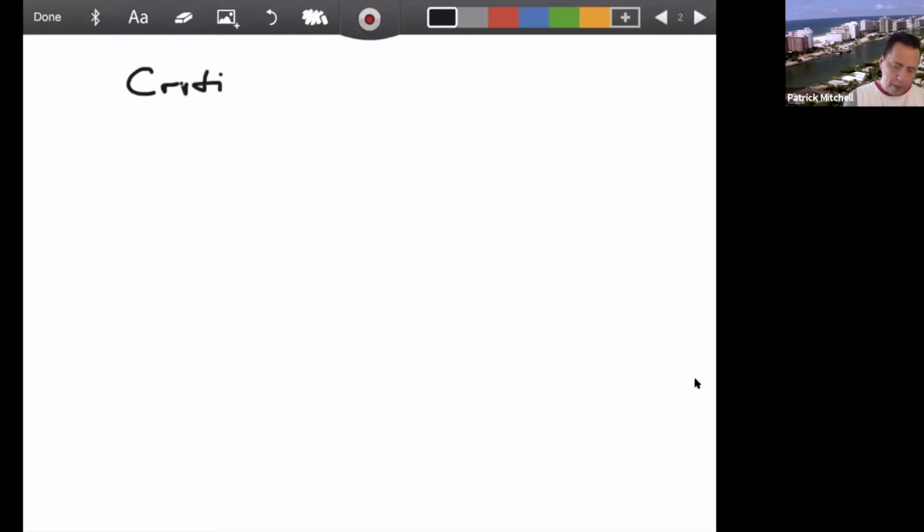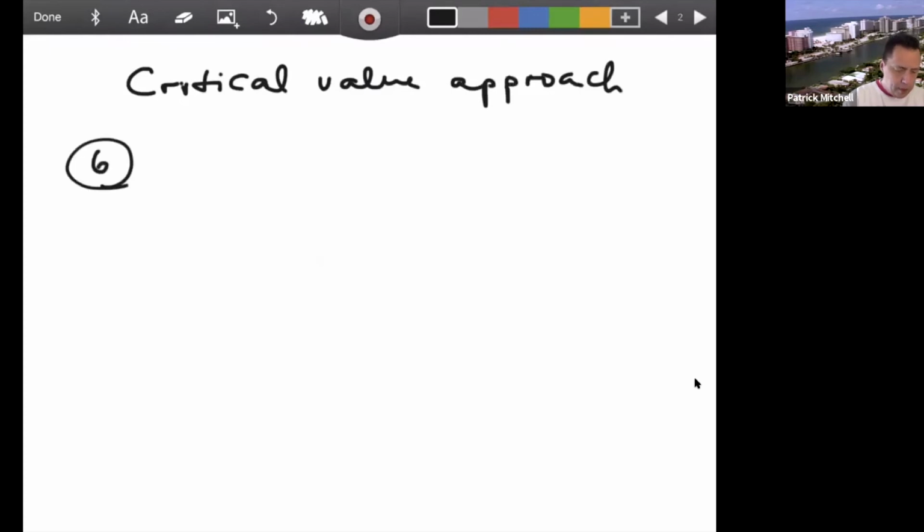Okay, so the critical value approach goes like this. In step 6, you find the value of the test statistic. So using that same formula that we were just looking at, chi-square equals n minus 1 times s squared over sigma squared.